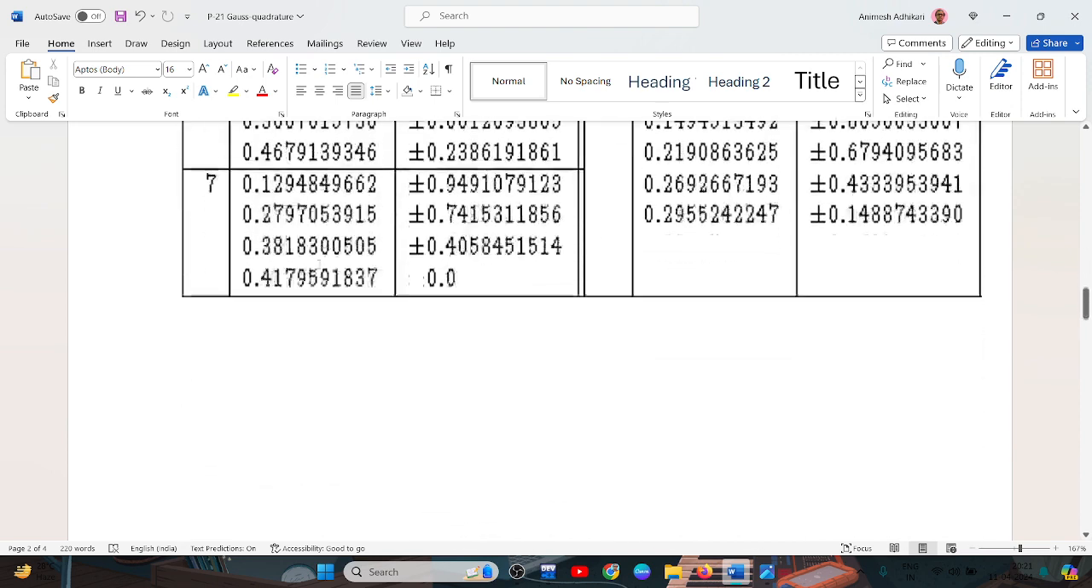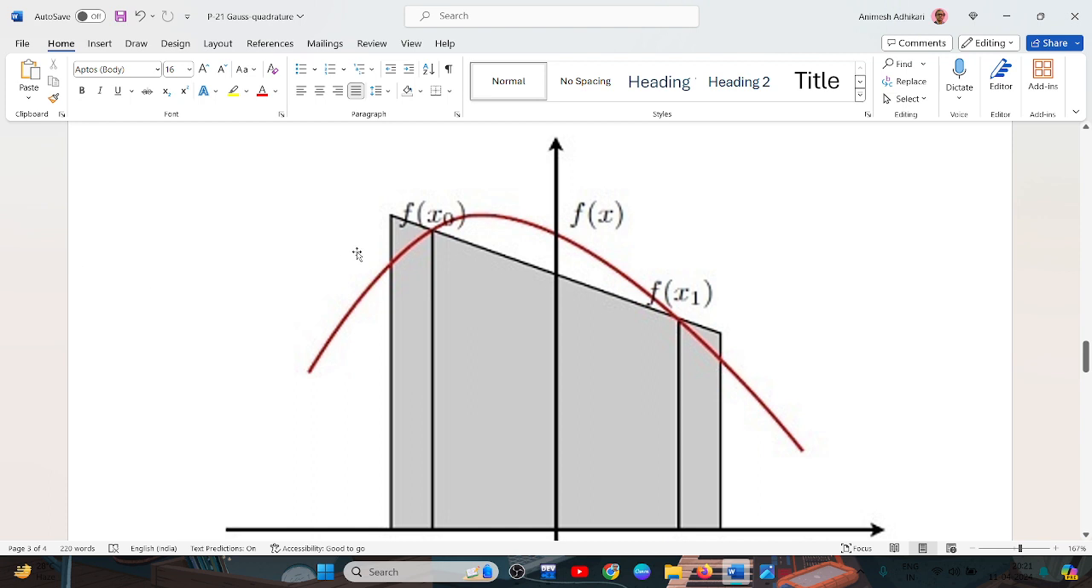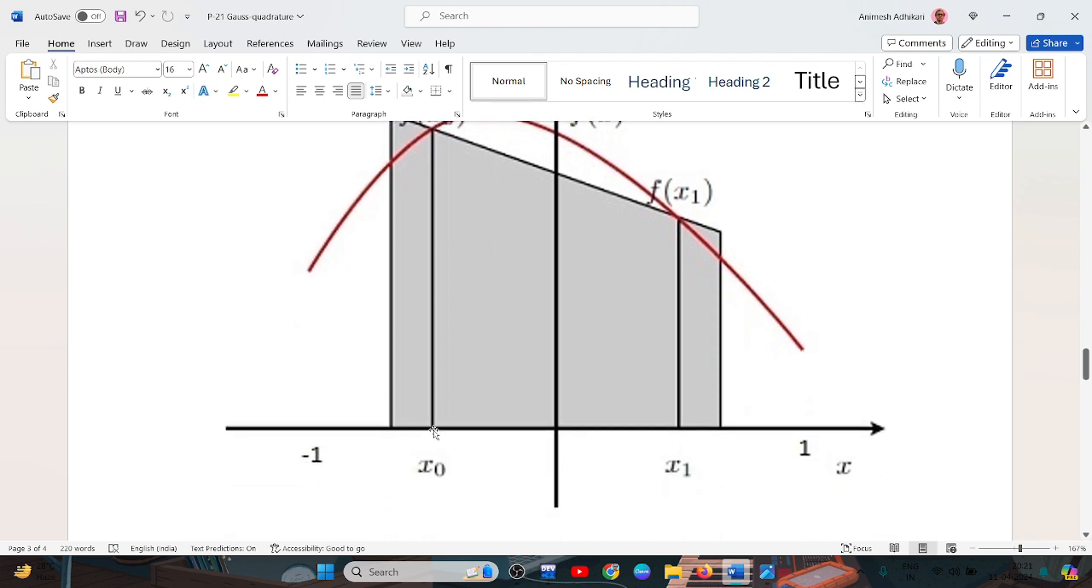So the formula is w1 f(x1) plus w2 f(x2), and this is the area of this type of trapezium. The corresponding Gaussian quadrature nodes are x0 and x1, within the limits of integration minus 1 to 1. So it is an open type integration.